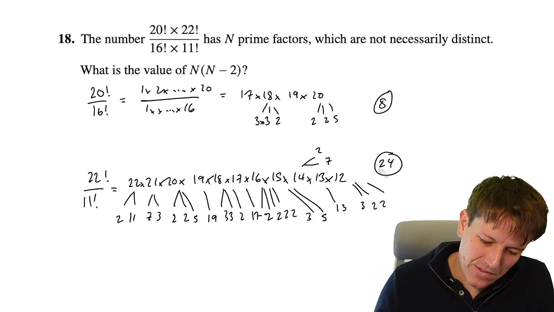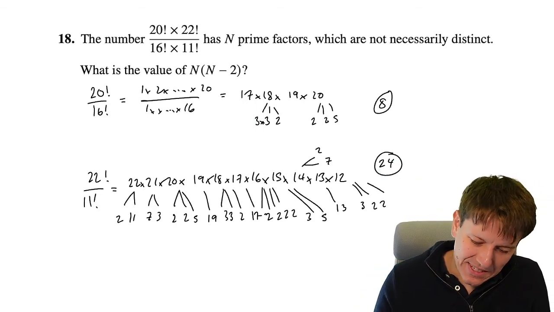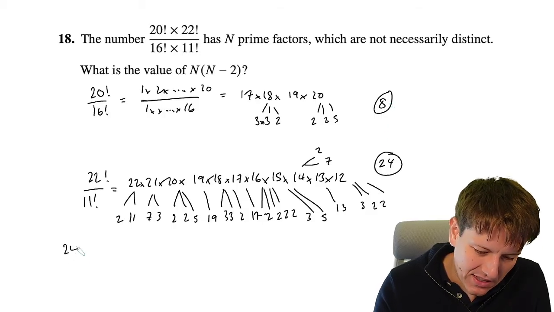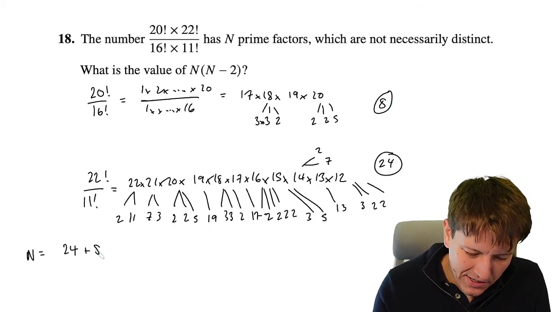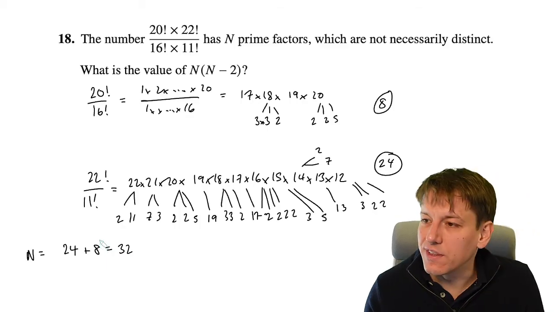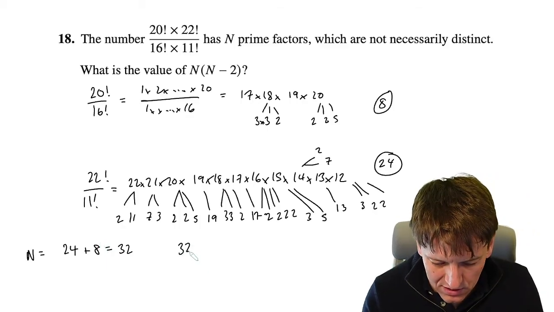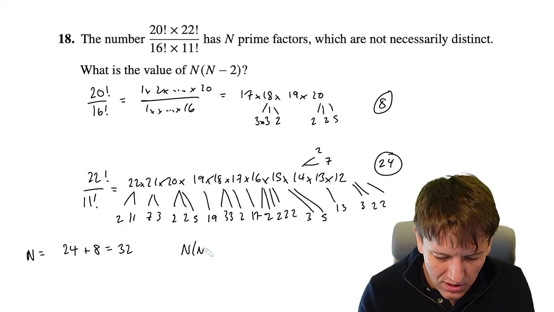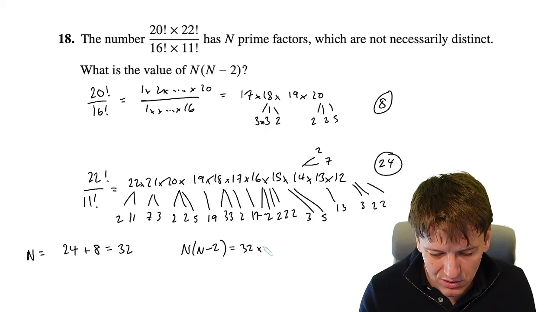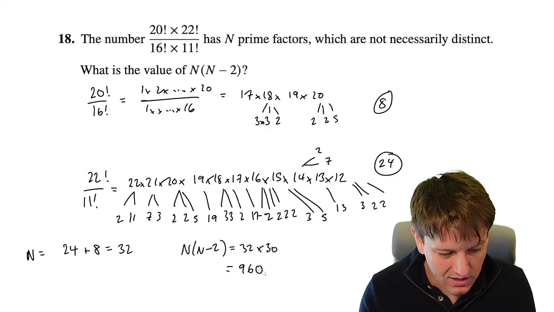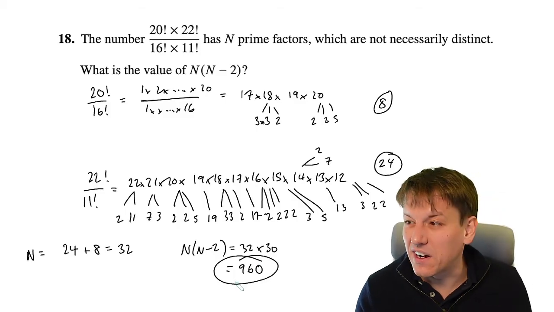So the whole prime factorization would be all of these multiplied together, so the total number n is 24 plus 8, which is 32. And then for the answer to this question, I need to do n times n minus 2. So that's going to be 32 times 30, which gives us 960 as the final answer there.